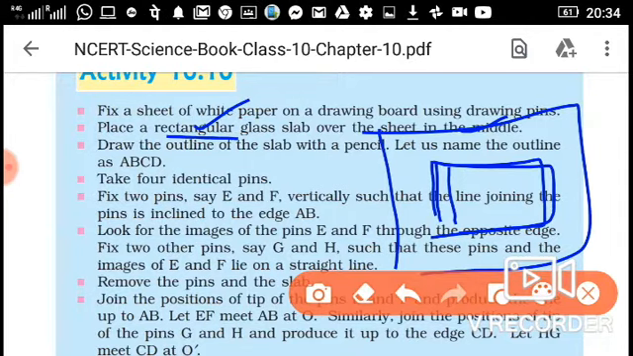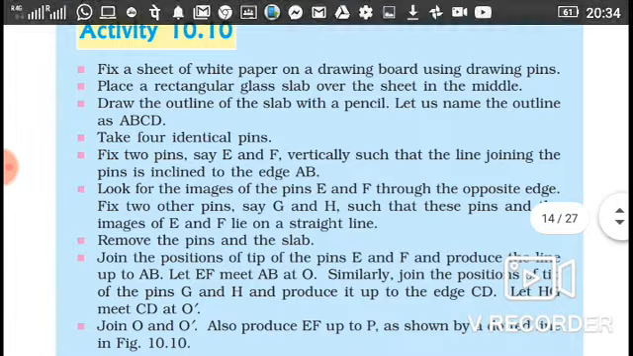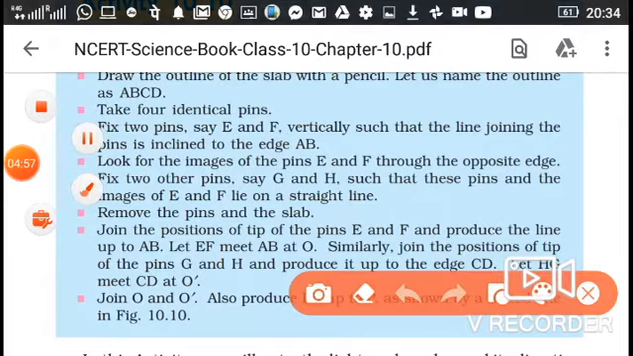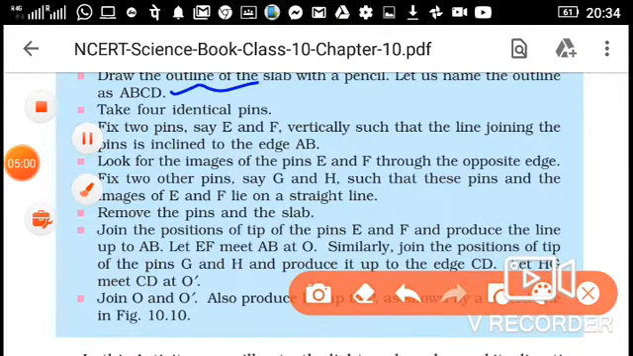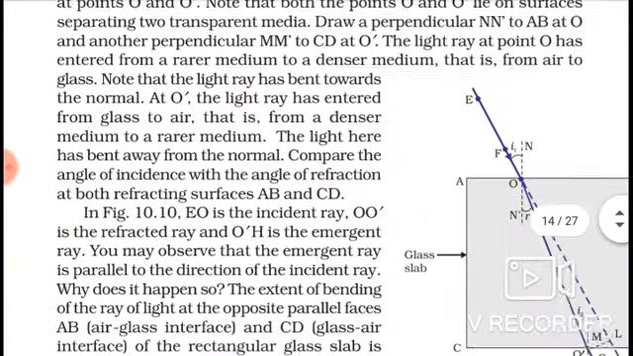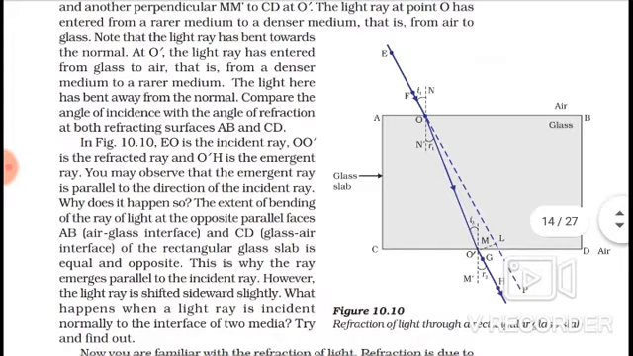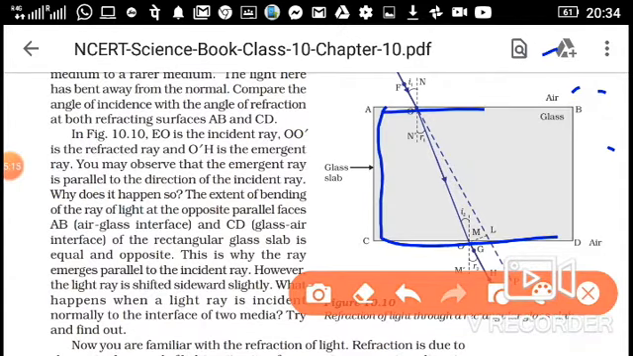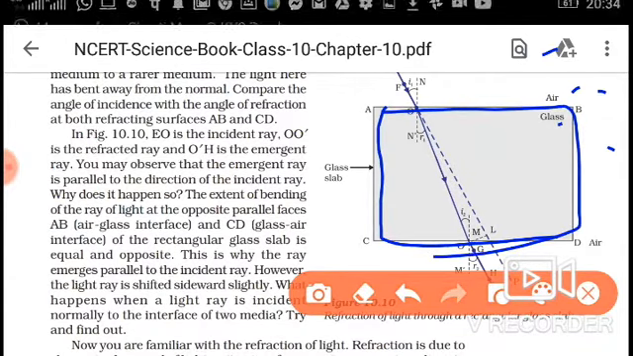Now the third point, draw the outline of the slab with a pencil. Let us name the outline as ABCD. यहाँ पे आपको कंफ्यूजन है कि हमें आउटलाइन कौन सा हमें ड्रॉ करना है, हमें रेक्टेंगुलर ग्लास का आउटलाइन पेंसिल से ड्रॉ करना है. You see like this. आपने जब व्हाइट पेपर शीट लिया, सपोज ये बैकग्राउंड जो है व्हाइट पेपर शीट है, आपने ये बाउंड्री ड्रॉ किया ABCD.